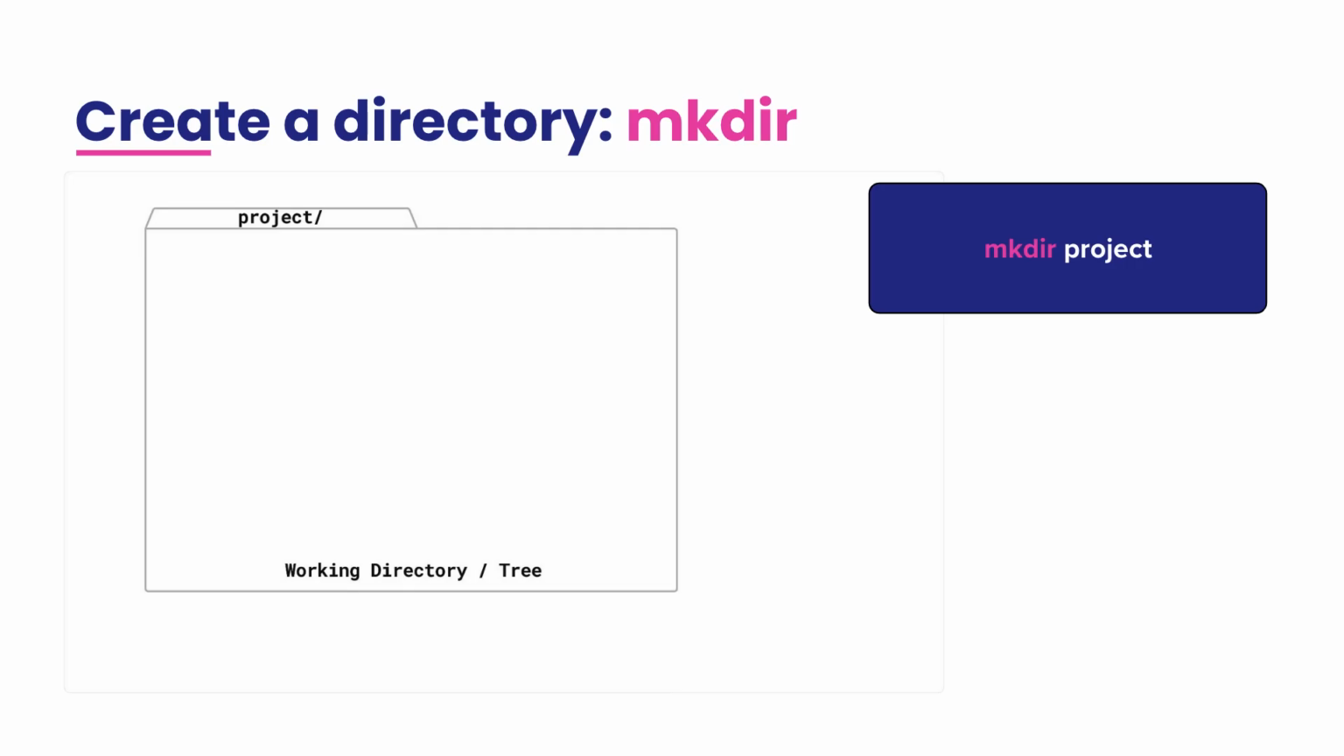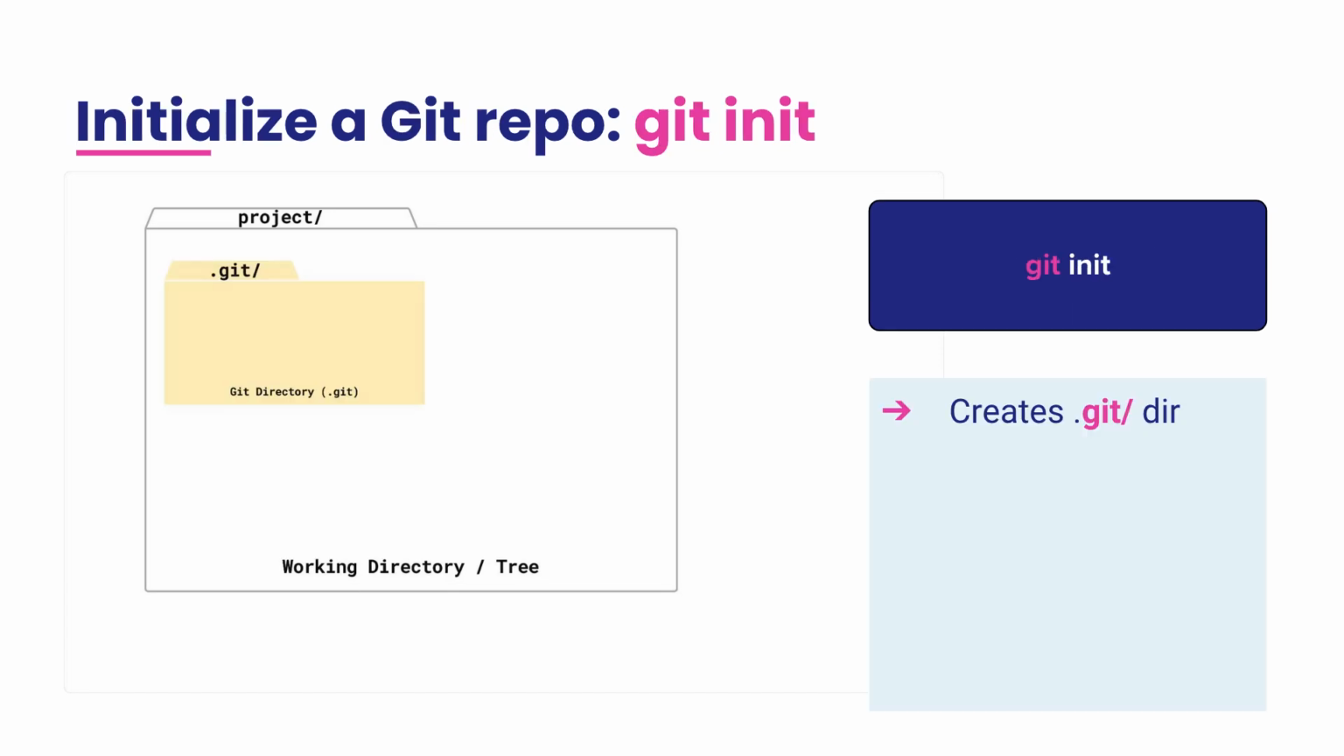To create a Git repository, you need a directory. Let's create a new working directory named project. Use the mkdir command for it. Then let's initialize a Git repository using a git init command.